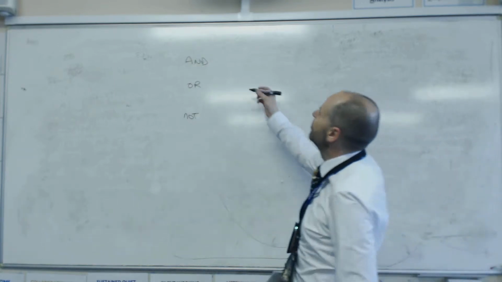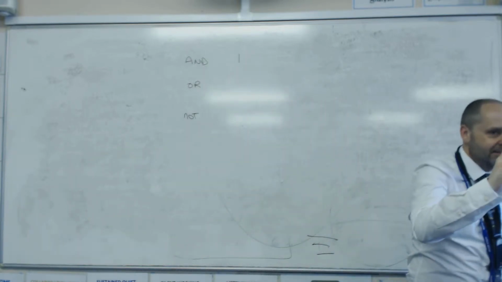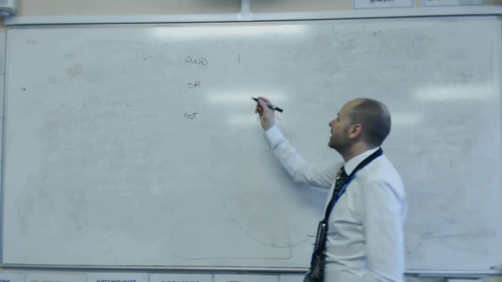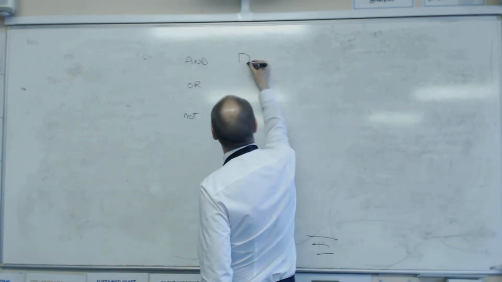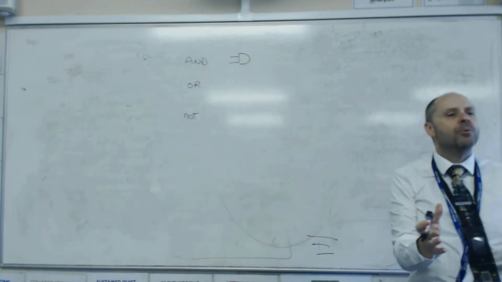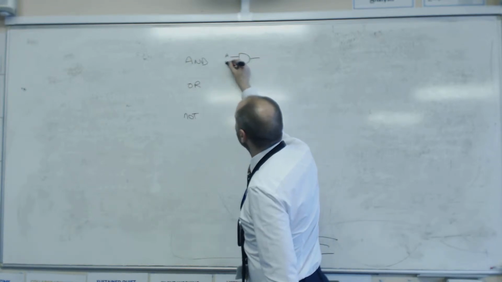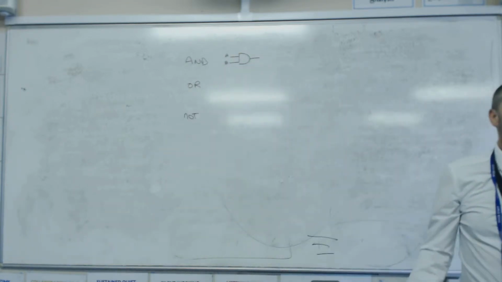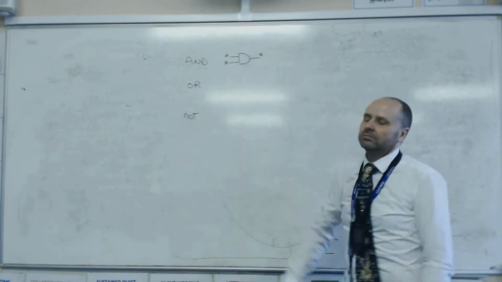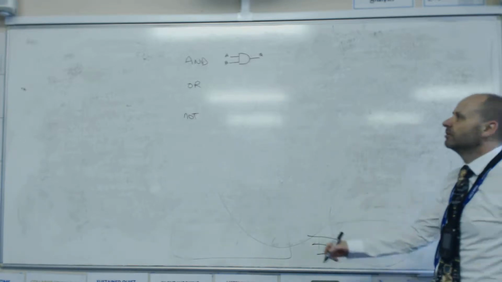If we look at the symbols first, AND is the one that looks like a D. You shouldn't be making mistakes as to which symbol is which. So that looks like a D. You have two inputs, and we compare them, and we get an output. We often call these inputs A and B. We don't always label the output, but you can label it with any letter you want. So let's use Q.